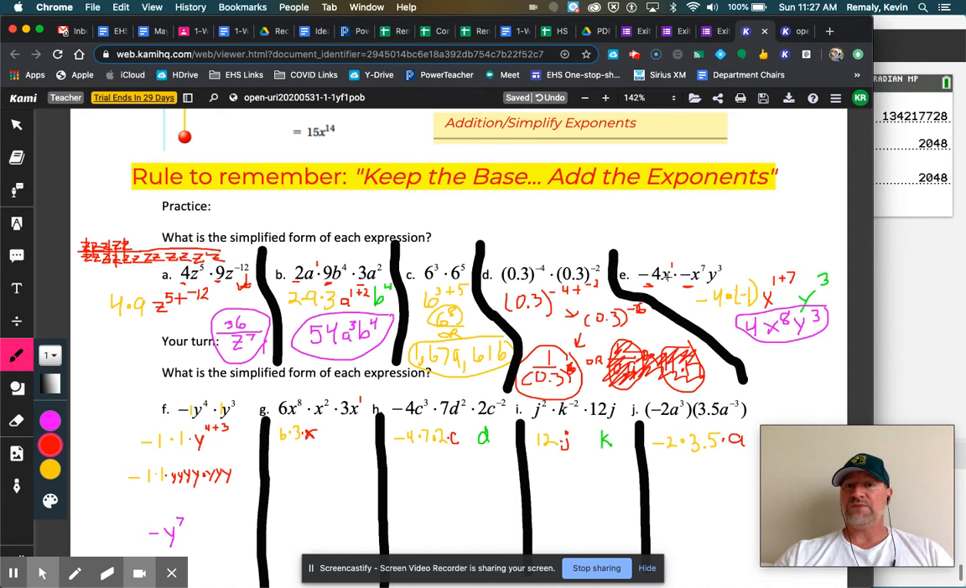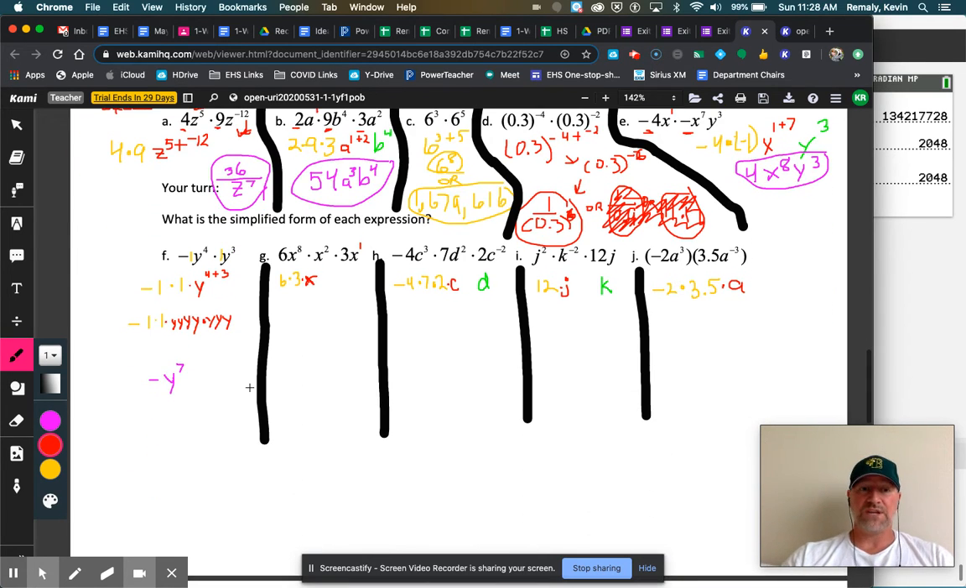Finally, here we have negative 4 times negative 1. Be careful of these negatives here. Negative 4 times negative 1 gives us positive 4. And then for the common base of x, we can add those exponents. I got to do the y separate. 1 plus 7 gives us x to the 8th. And then we also have this y to the 3rd that comes along for the ride. Okay, a couple more examples here.